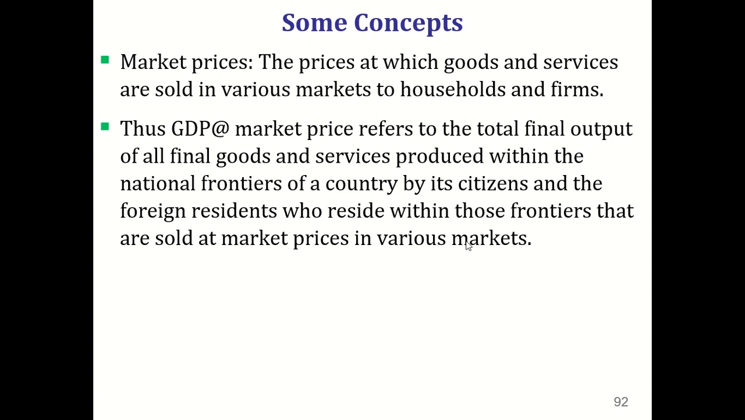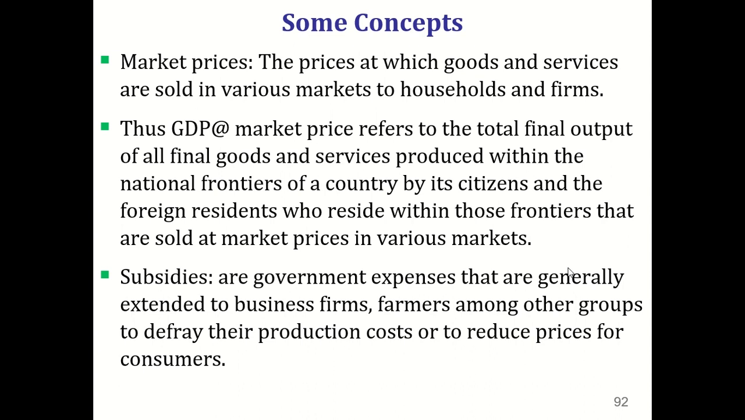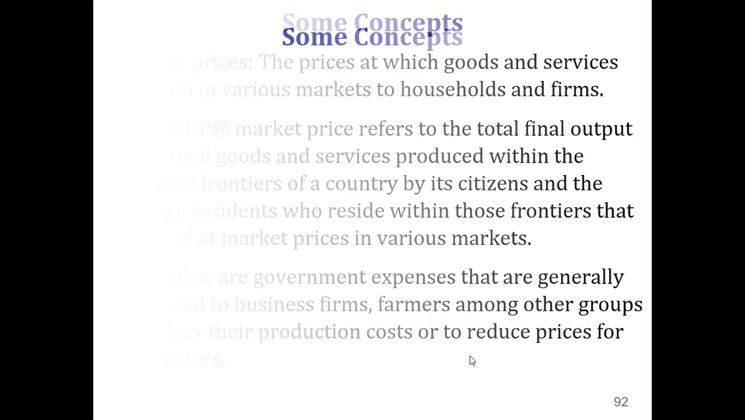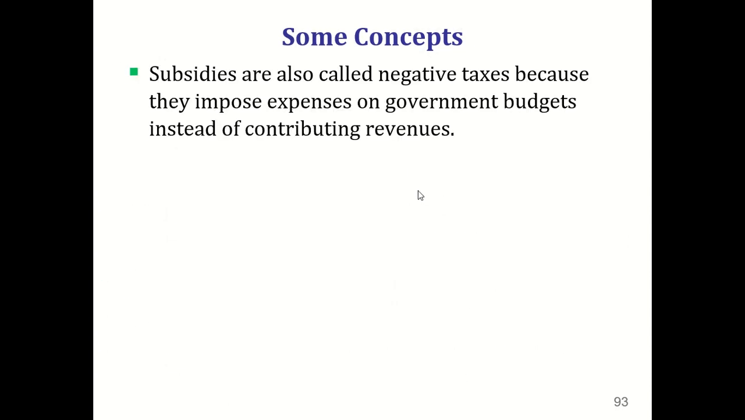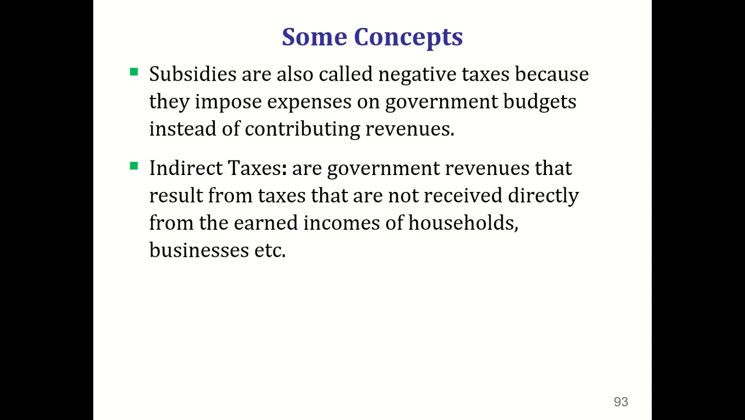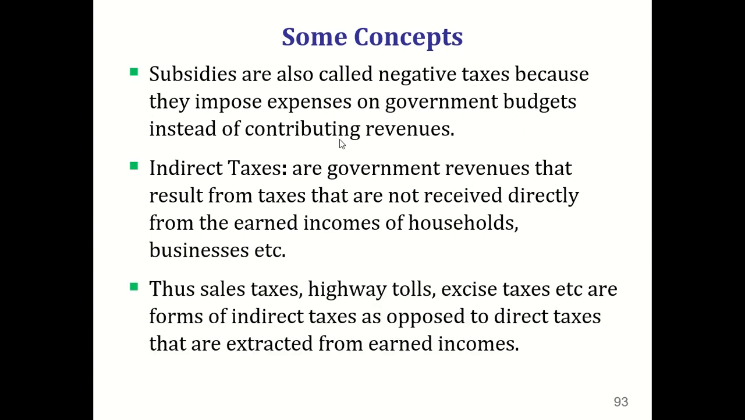And we have already discussed subsidies are government expenses that are generally extended to business firms, farmers, among other groups to defray their production cost or to reduce the prices for consumers. And sometimes subsidies are also called negative taxes because they impose expenses on government's budget instead of contributing to revenues. And indirect taxes are government revenues that result from taxes that are not received directly from the earned incomes of households, but rather they are levied on the goods and services that people consume.